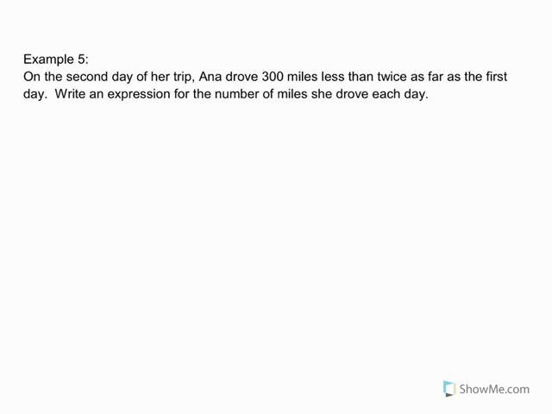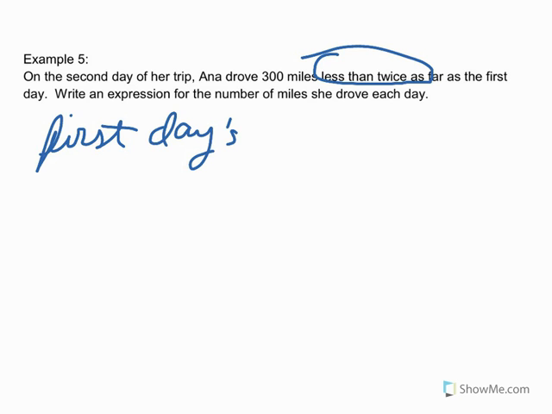In this last example, again, look for those keywords. We have that on the second day of her trip, Anna drove 300 miles less than twice as far as the first day. Write an expression for the number of miles she drove each day. So the first thing we need to do is pick a variable, an independent variable. I'm going to call that independent variable the first day's miles, so the first day's miles will be represented using the letter F. That is how many miles she drove on the first day. I don't know the number, that's okay, I can represent it with the variable F.